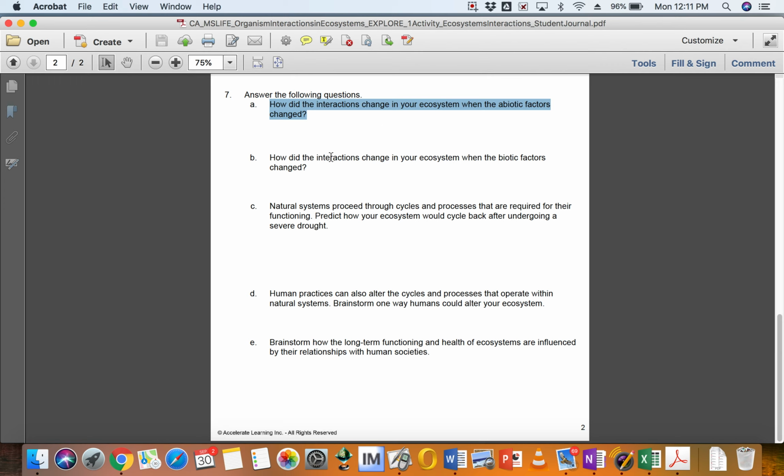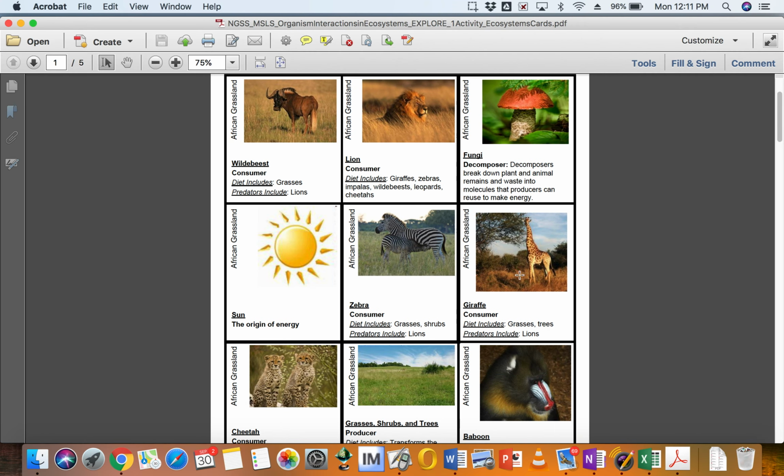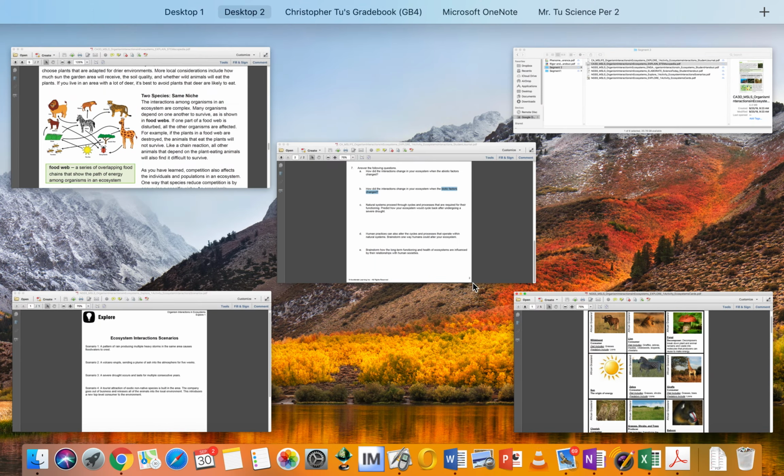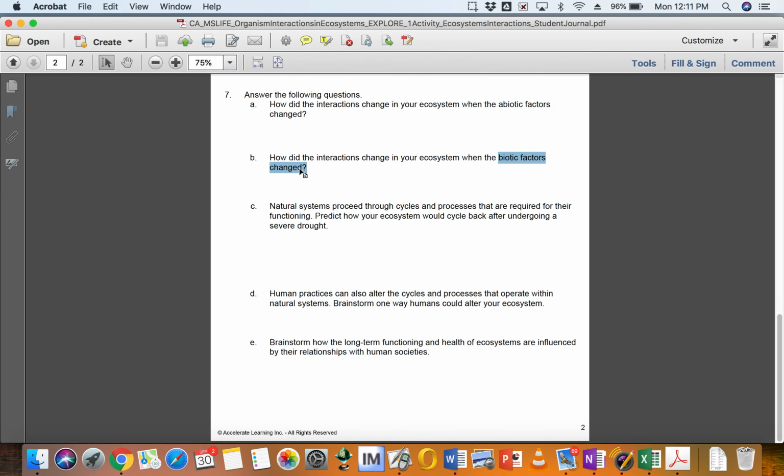Then it says what happens when the biotic factors change. So you're supposed to be looking at sort of butterfly effect-ish, cause and effect. So if this abiotic factor causes some kind of change in your biotic factors, these organisms here, then what's going to happen when those biotic factors change? That's what B is asking. So when the biotic factors then change as a result of A, what's going to happen? So it's just looking for more domino effect type stuff. Okay.